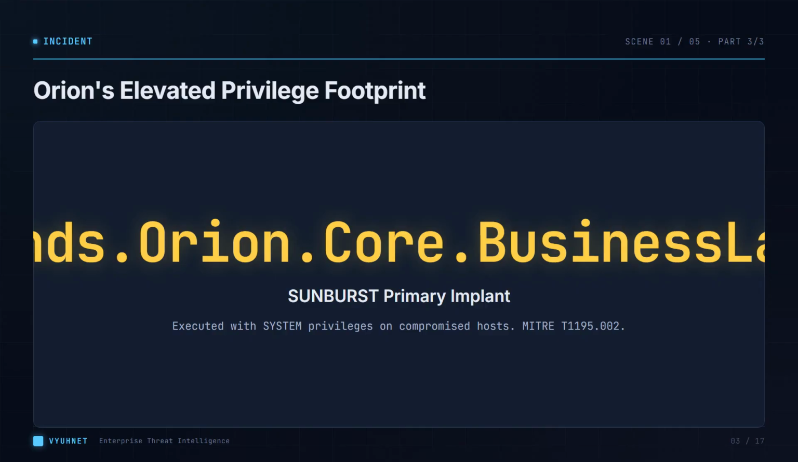A critical factor in the SolarWinds incident was the privilege level of the Orion platform. The SolarWinds Orion service typically runs as SYSTEM or a highly privileged domain account. This meant the injected Sunburst backdoor inherited these privileges directly upon execution. This wasn't a privilege escalation step. The malicious code started with maximum permissions on the host. This allowed it immediate access to sensitive system resources, local credentials, and network communication capabilities without needing further exploitation. This is why compromising Orion was so high value.